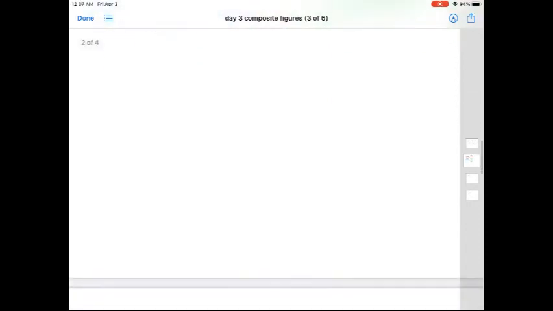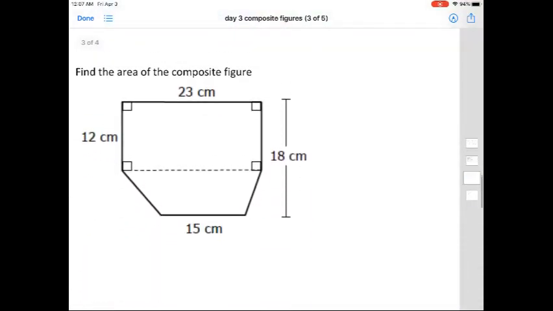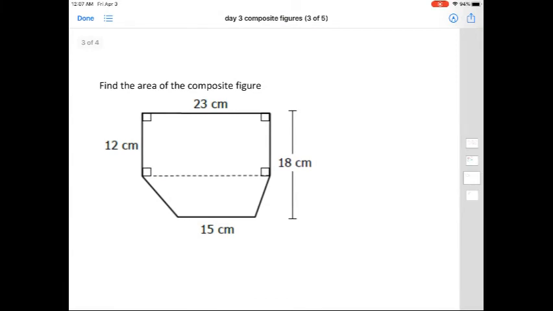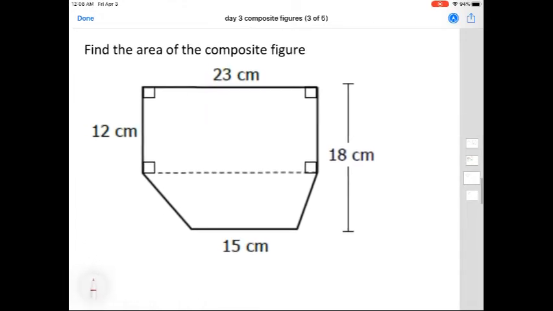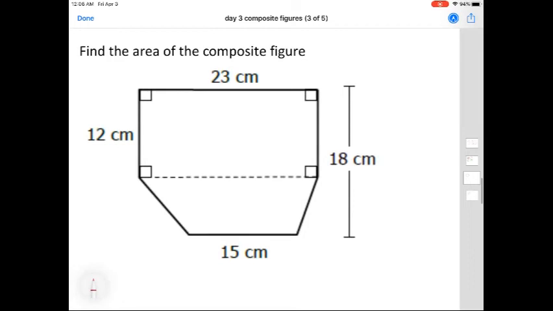Alright guys, so now we're going to take a look at another problem. It's another composite figure, but this time we have two shapes. We have a rectangle on top, and it looks like an upside down trapezoid. Right off the bat, we see the two figures. What we don't see are the actual dimensions, but we can figure them out. Because this top figure is a rectangle, and they're telling us that this side is 12, we know that this side is also 12 units.